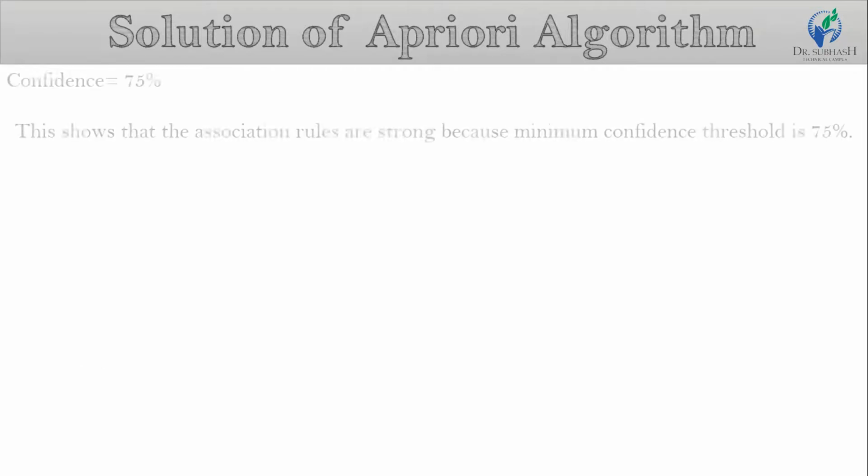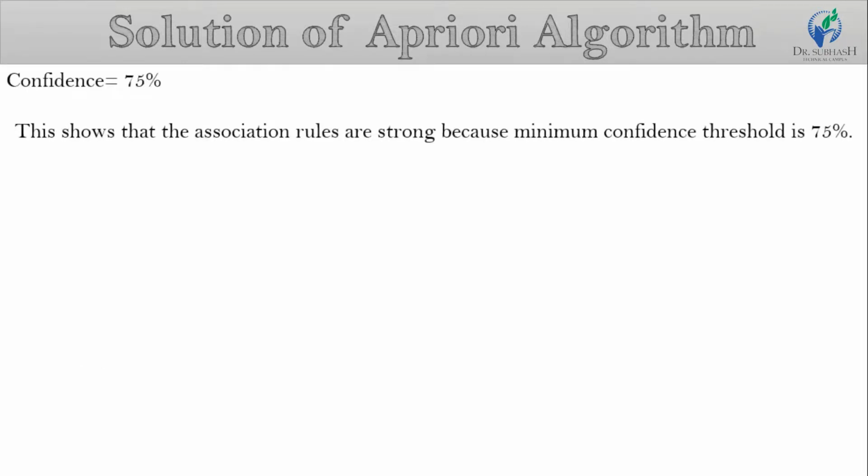So in this example, confidence is given 75%. This shows that the association rules are strong because minimum confidence is given 75%. So our final pattern is I1, I5 implies I2, I2, I5 implies I1, and I5 implies I1, I2. So I hope you can understand how Apriori algorithm works.